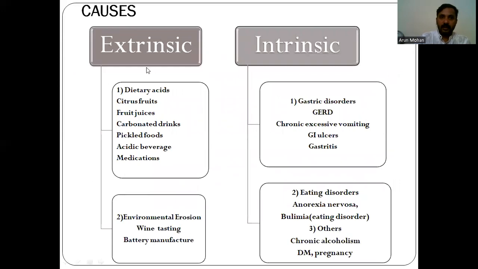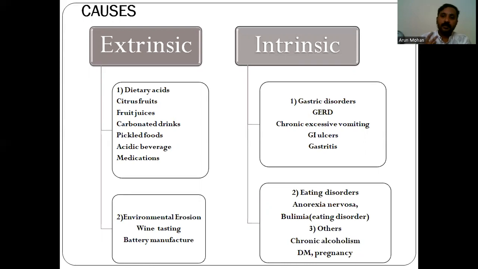So the causative factors which can cause erosion can be divided mainly into two types: extrinsic factors and intrinsic factors. The extrinsic factors involve dietary acids, citrus fruits, fruit juices, pickled fruits, acidic beverages, and some medications which have a higher acidic content. Environmental erosion: people associated with occupations such as wine tasting, battery manufacture, etc., can also experience extrinsic erosion.